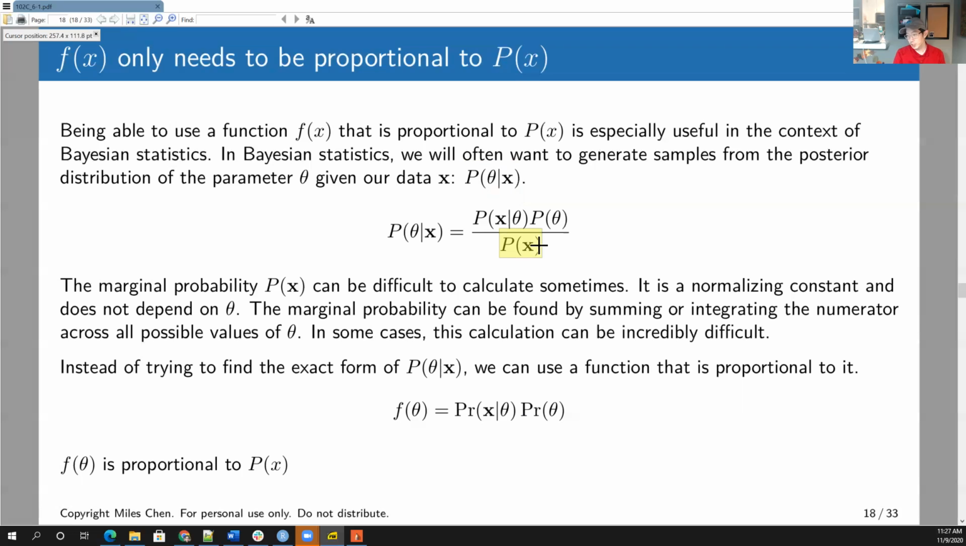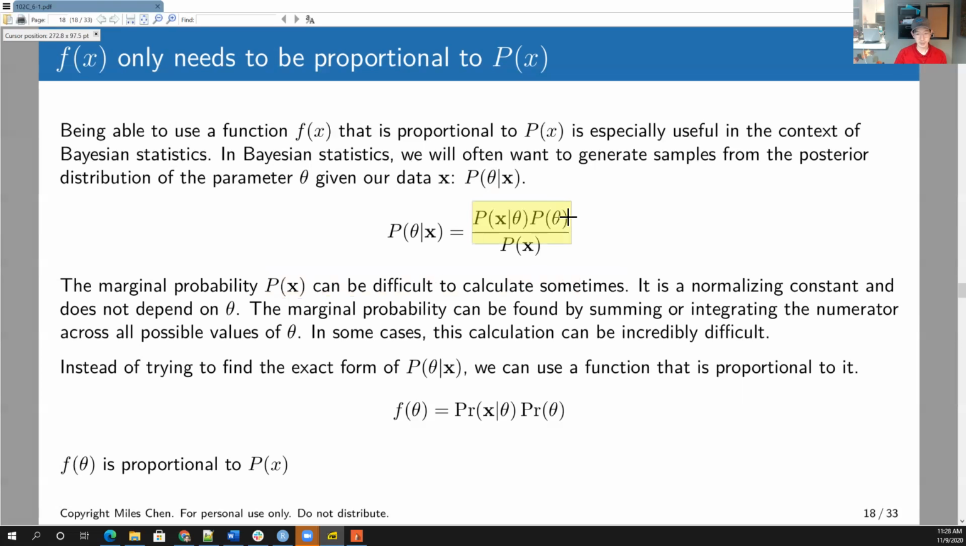And this marginal probability sometimes is really, really hard to calculate. It's a normalizing constant. It does not depend on theta itself. And the way you calculate this marginal probability is that you can sum or integrate the numerator across all possible values of theta.